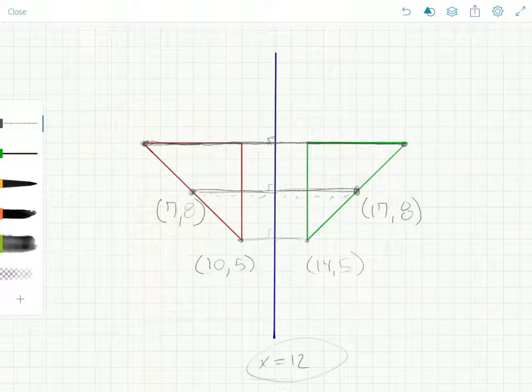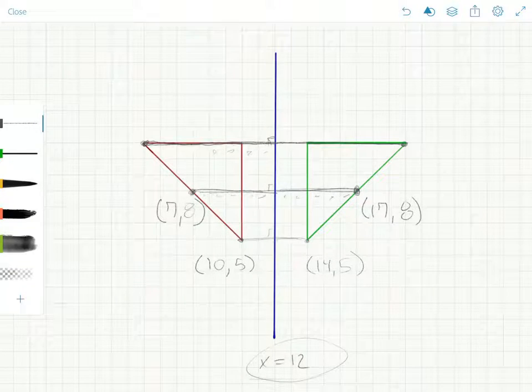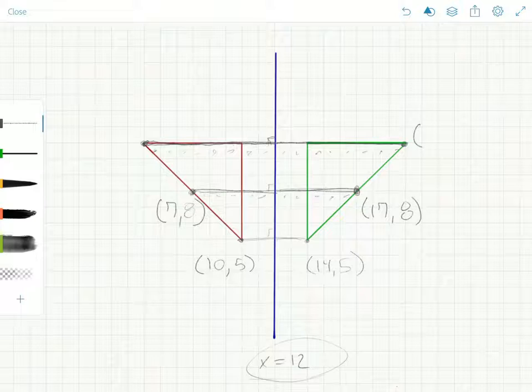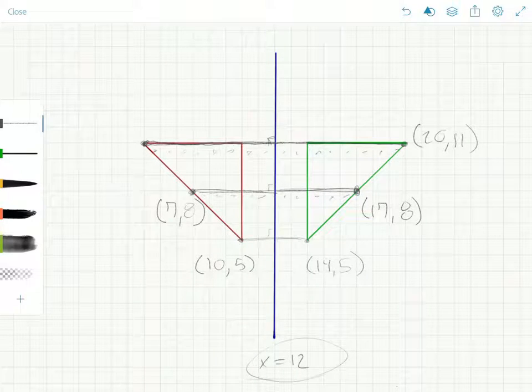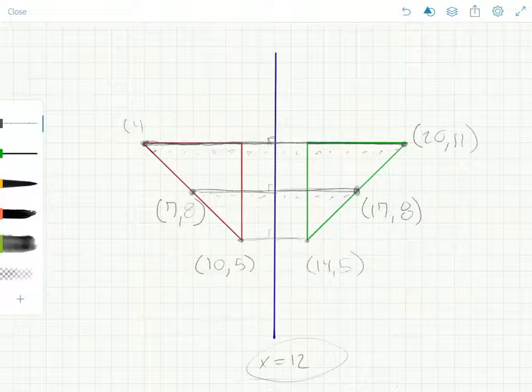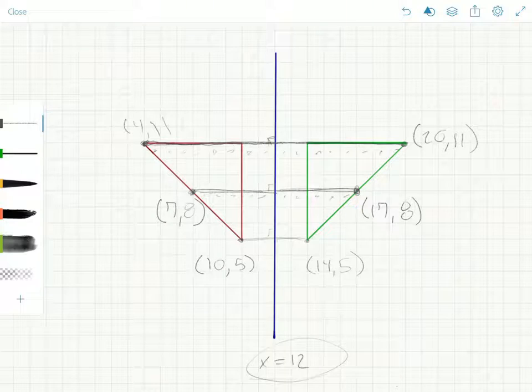So we've got 1, 2, 3, 4, 5, 6, 7, 8 units here, and 1, 2, 3, 4, 5, 6, 7, 8 units here. So this is definitely a true reflection, and we could even identify those points at, let's see, if this line is x equals 12 and this was 8 units, that would make this 20, 11, and this one would be 8 units to the left of x equals 12, which would be 12 minus 8 for 4. This would be 4, 11 for this point out here.